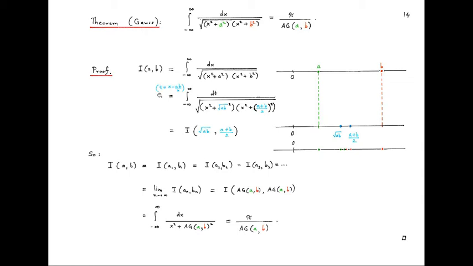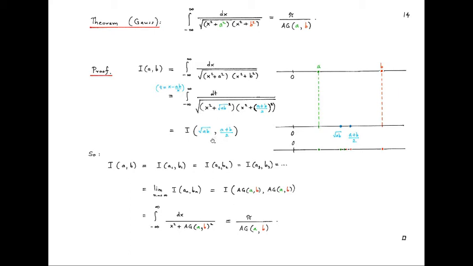And then he made a change of variable. With this substitution, t is equal to x minus ab by x, he concluded that this integral is the same as this one. The effect produced is that the limits don't change, but the a is now replaced by the geometric mean of a and b, and the b is replaced by the arithmetic mean of a and b. So we notice that this integral has the same form as this integral, except the a has been replaced by the geometric mean and the b has been replaced by the arithmetic mean.